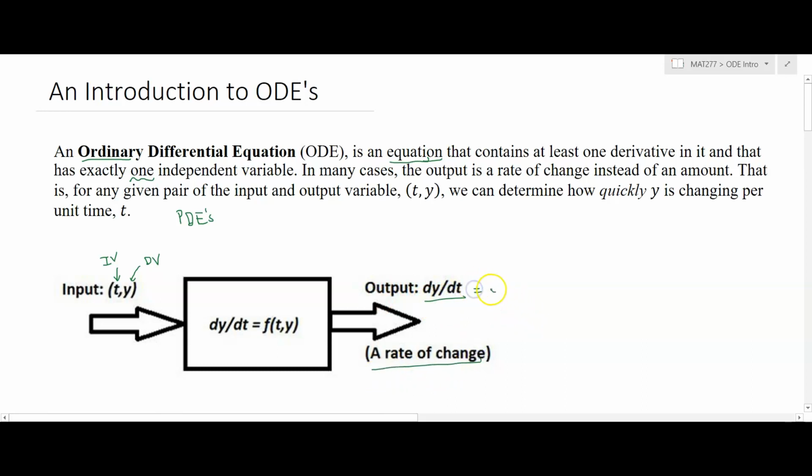Another way you've probably seen this written before is as y prime, and that's equally acceptable. The dy/dt notation is nice because it emphasizes that this is the change in y per a very, very small change in t. So the fact that we're outputting a rate of change is a little bit different.